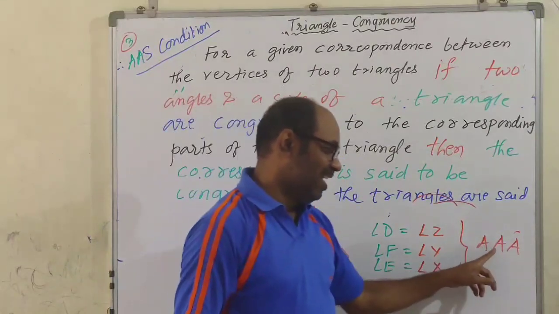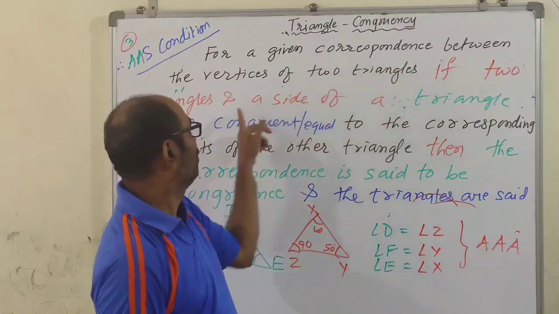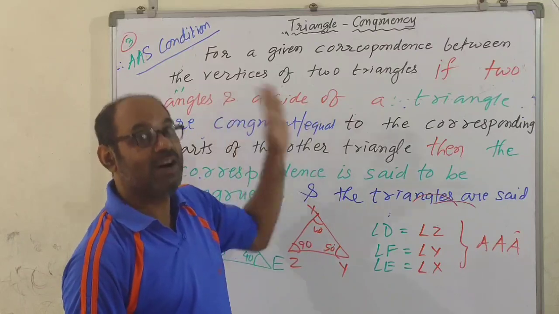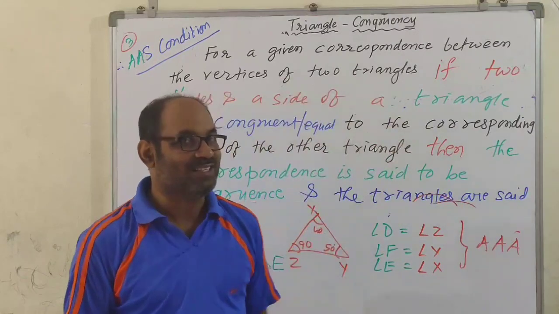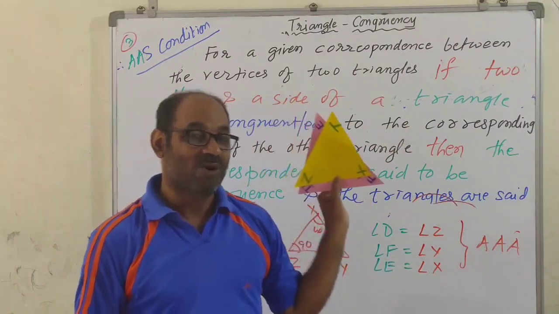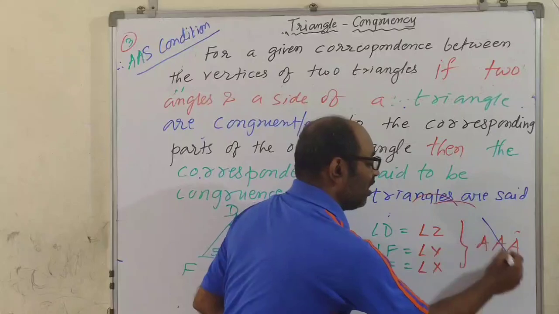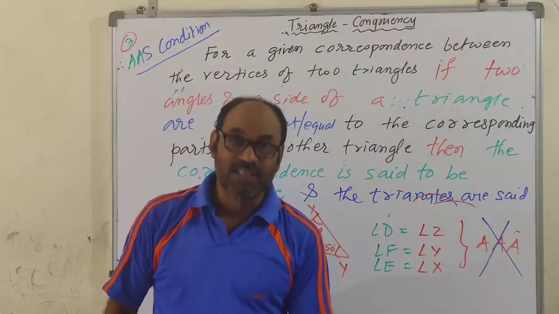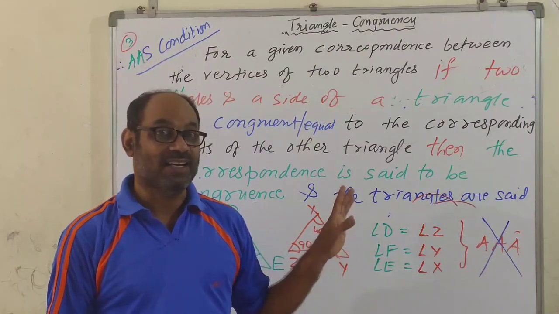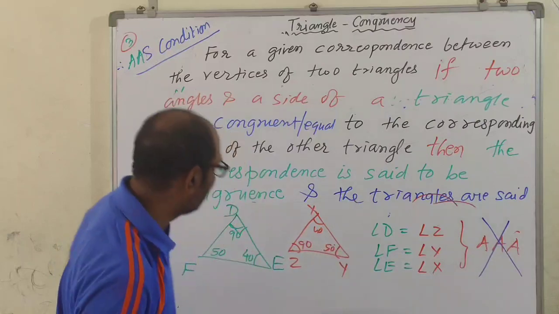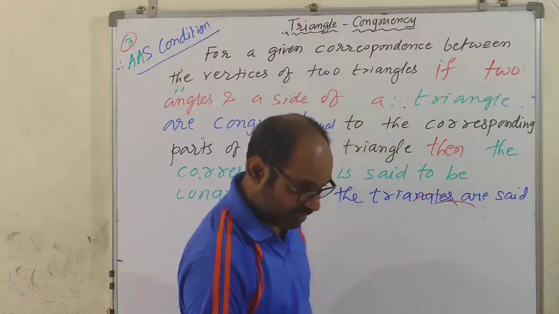So, if angle condition is satisfied, means for a given correspondence between the vertices of two triangles, if all three angles of a triangle are congruent to corresponding angles of the other triangle, then the correspondence is not always congruence. They are not congruent. So this is not a condition for congruency of two triangles. Is that clear to you? AAA is not a condition for two triangles to be congruent. Let's see the next one.